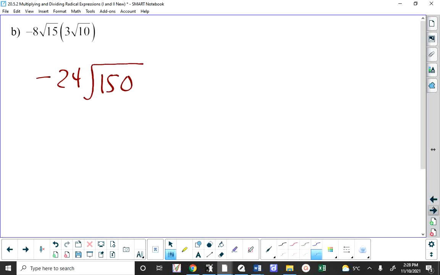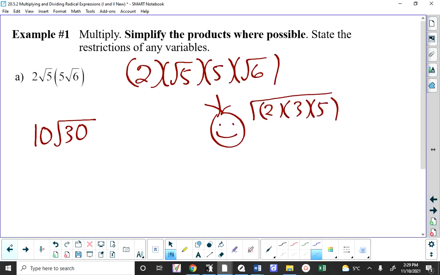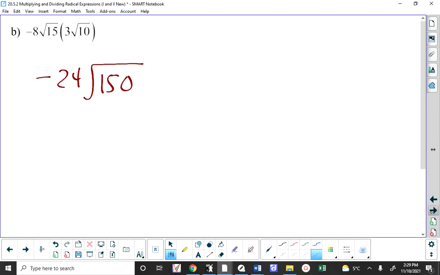And we're not done. We were done here because root 30 cannot be simplified. There's no perfect square that divides into 30. Or if you were to write root 30 or think about it and say, let's see, root 30 is 2 times 3 times 5. I think that's right. I don't see a pair of numbers that are identical, so I can't do anything with it. But this can be simplified.